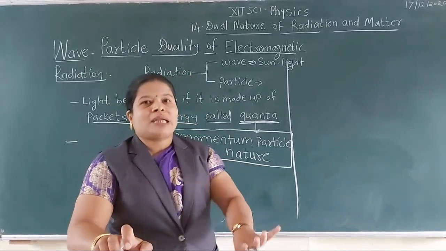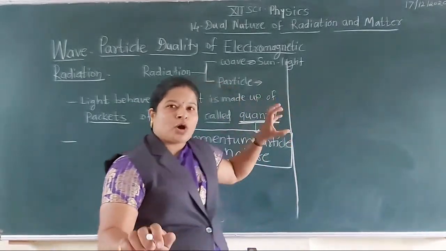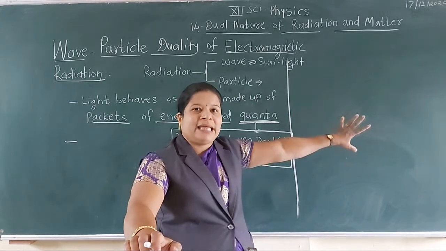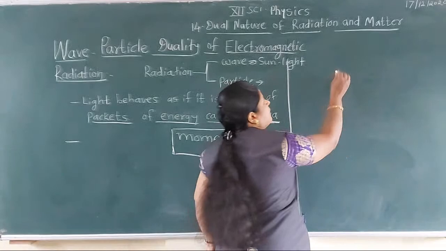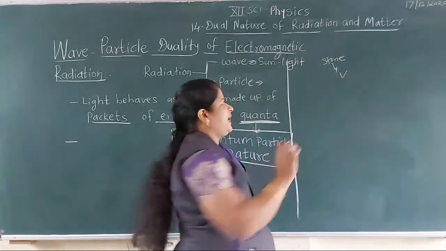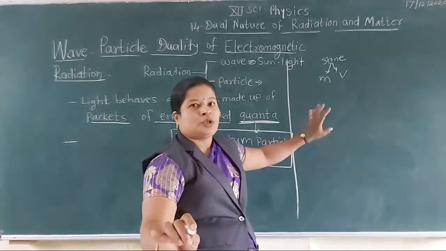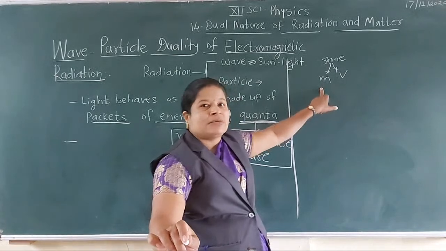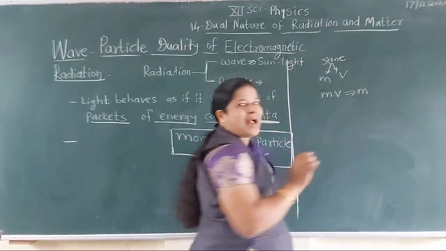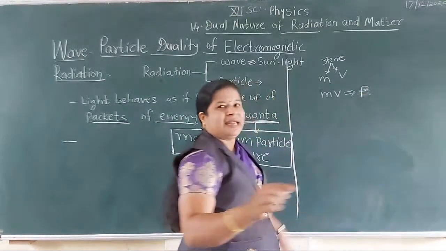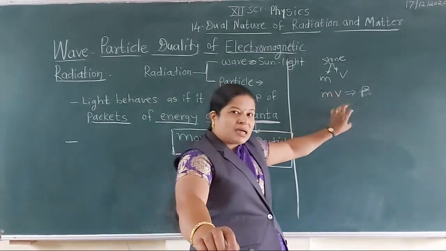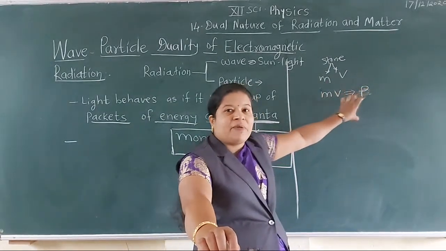Now consider one example. When a stone is thrown in air, that object contains matter, that means matter thrown in air has velocity. The stone has velocity as well as mass, and we know that mass into velocity gives the momentum of that particle, and momentum is shown by the letter P. So matter consists of momentum, mass with velocity.